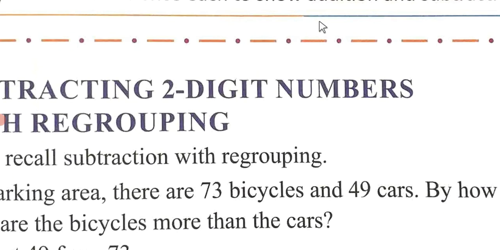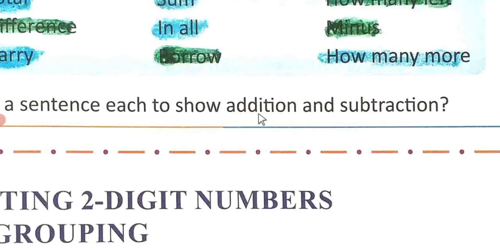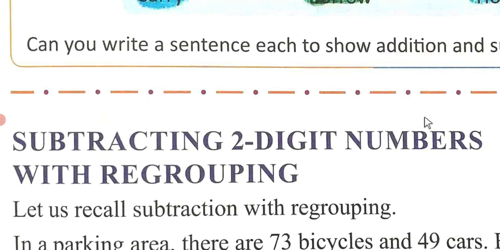And now can you write a sentence each to show addition and subtraction? So this I have left for you. Please do it in your book. You can do it easily. Can you write a sentence each to show addition and subtraction? With the blue color, you write the words used for addition, and with the green pencil, you write the words used for subtraction.